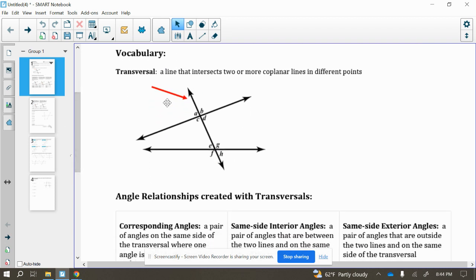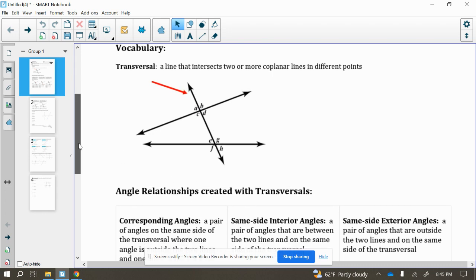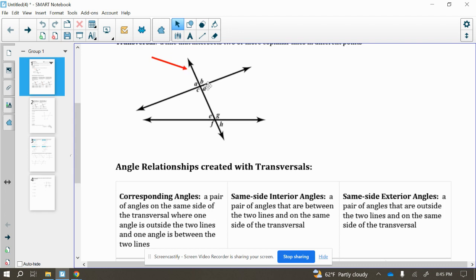So the idea of a transversal, we see this vocab word here, it is a line that intersects two or more coplanar lines on different points. And again, coplanar just means they're on the same plane, or think about you drew them on the same piece of paper. So notice we have these two lines here. The transversal would be this line that is intersecting both of those lines. And when we have that transversal cutting through those lines, we have different angle relationships being formed.